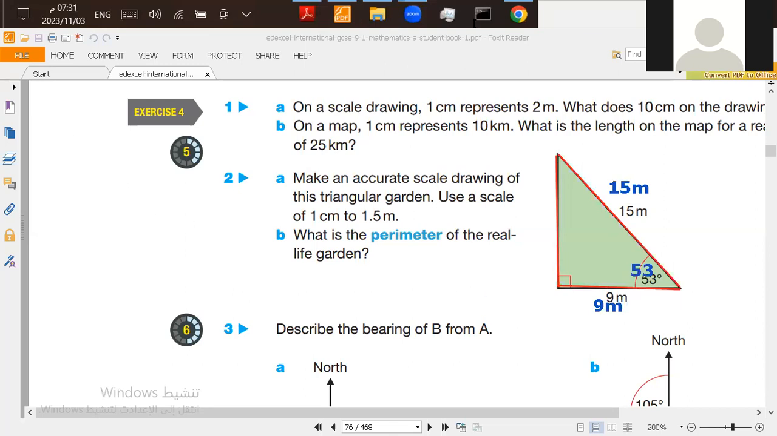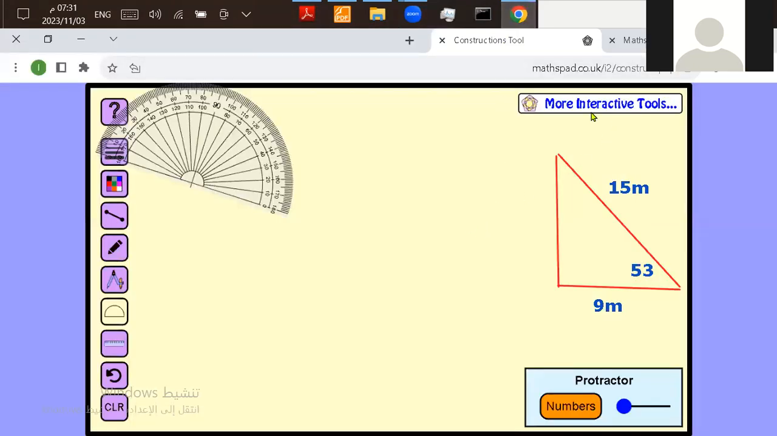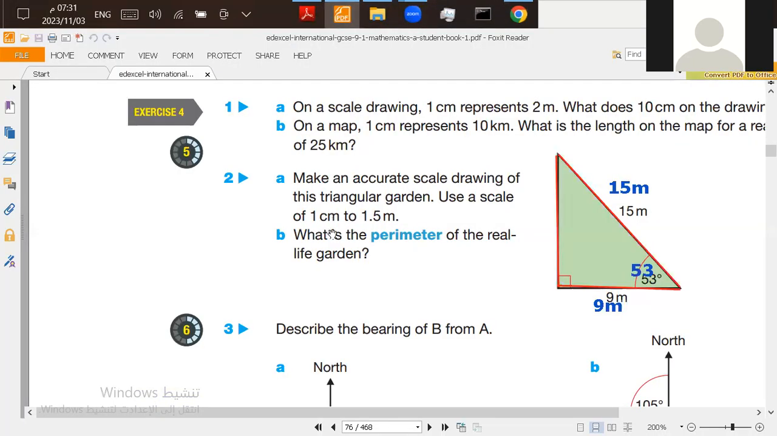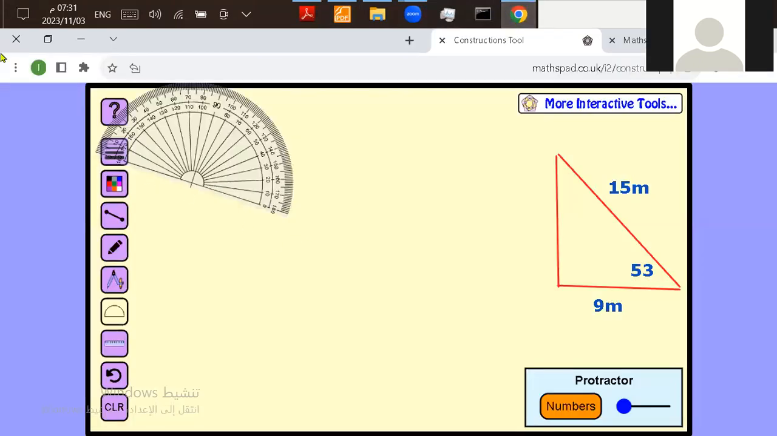Now I'm going to go to the app, which is the Maths Pad, and redraw the triangle. This is the triangle that we have. And we know that the scale should be 1 centimeter to 1.5 meters. I'm going to write the scale here: 1 centimeter equals 1.5 meters. Good. Now, I know that I'm going to use the scale, so I'm going to turn each side to centimeters.